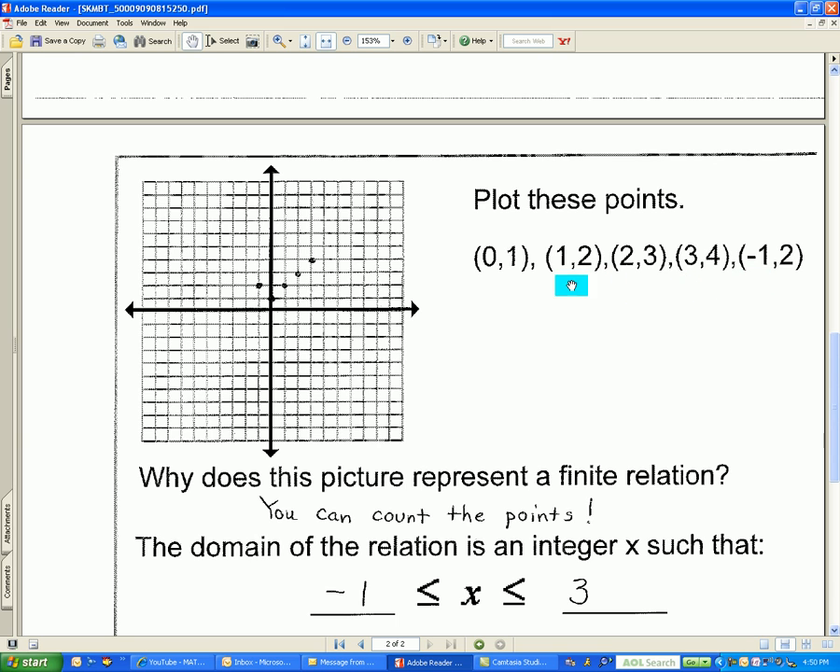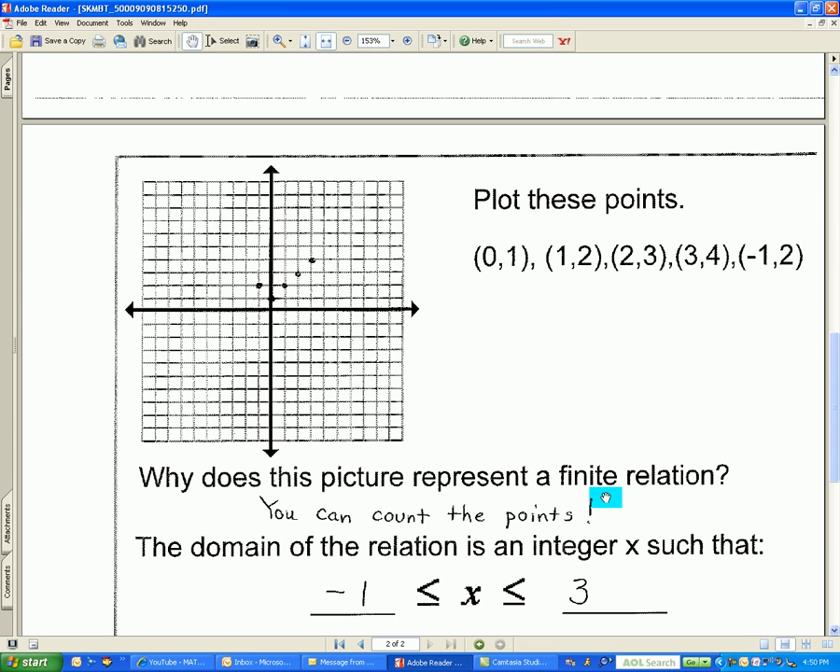Our last question here asks us to plot the points 0, 1; 1, 2; 2, 3; 3, 4; and negative 1, 2. Okay, 0, 1 is on the y-axis. 1, 2 is in quadrant 1, 2, 3 is in quadrant 1, 3, 4 is in quadrant 1, and then negative 1, 2 zaps us over to quadrant 2.